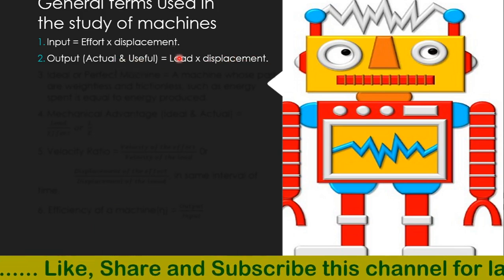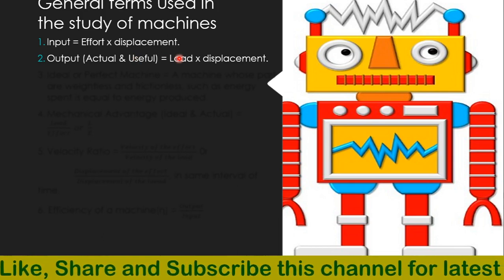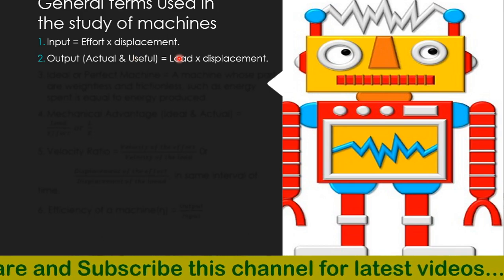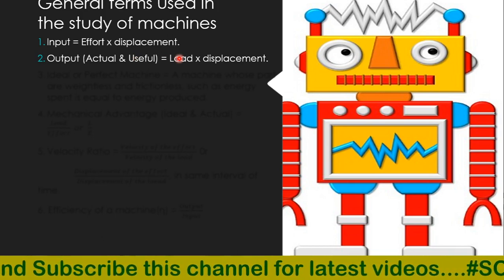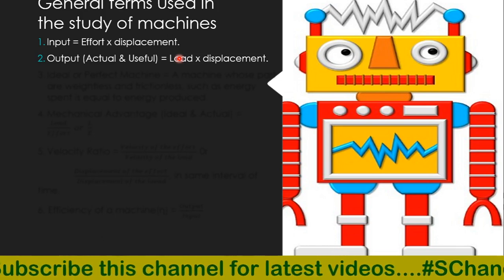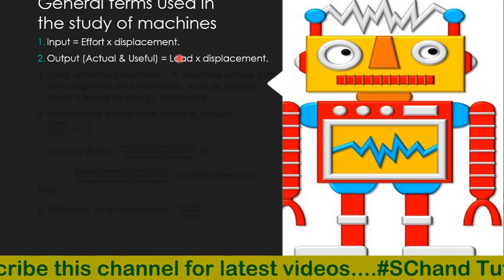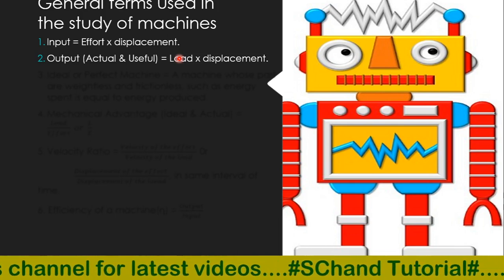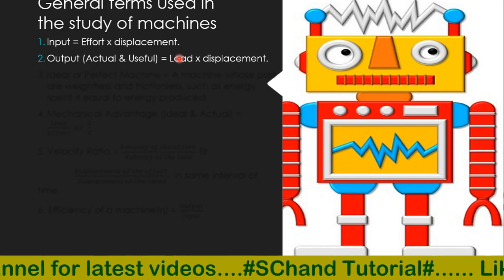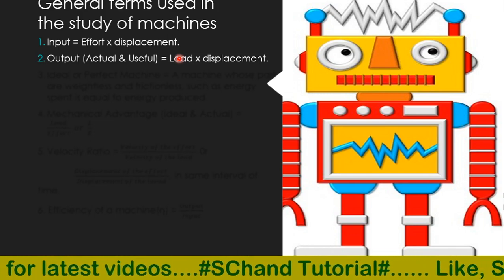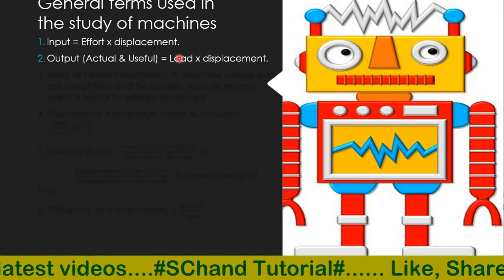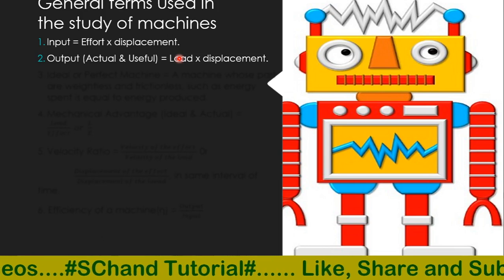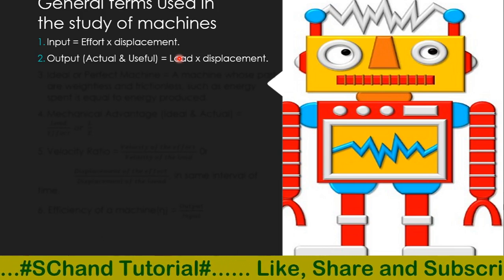What is useful output? The useful work done by the machine is called the useful output. If a small l is the useful load displaced through a distance d, then the useful output is l into d. In this case, we will not consider the resistance. That is the difference between actual output and useful output. In useful output, we are not considering the resistance or the friction of the machine, but in actual output, we are considering the friction of the machine also.